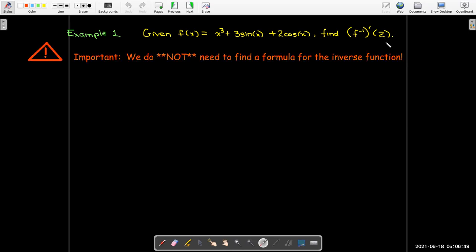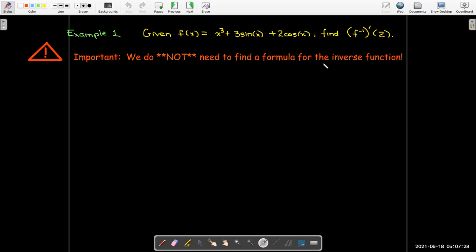So what's important to note with these types of questions is we are not going to try to calculate the formula for the inverse. In fact, I don't think it would even be possible. Now, it might be if we're extremely clever, but I don't think there is even an explicit formula for the inverse of f. This is definitely a one-to-one function, but we can't find a formula. But the good thing is we don't need to, and we don't want to. We want to avoid that. We're just asked to find the value of the derivative at a single point.